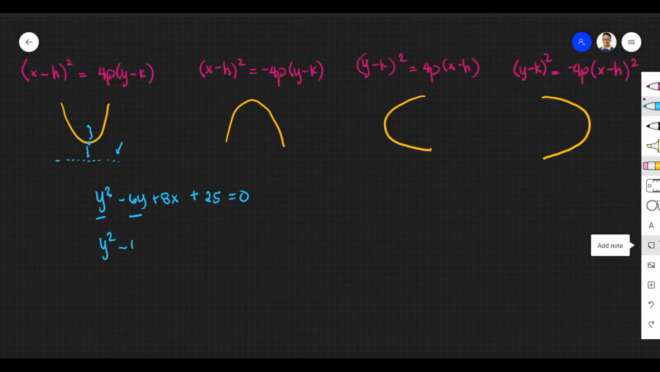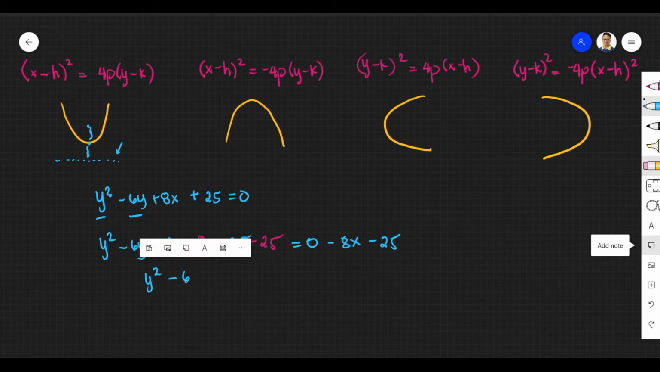y squared minus 6y plus 8x minus 8x plus 25 minus 25 equals 0 minus 8x minus 25. Let's simplify the left side. We have y squared minus 6y equals negative 8x minus 25.